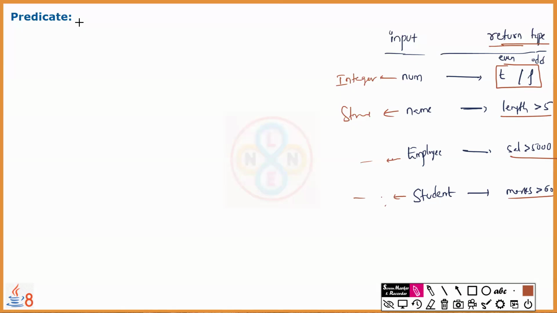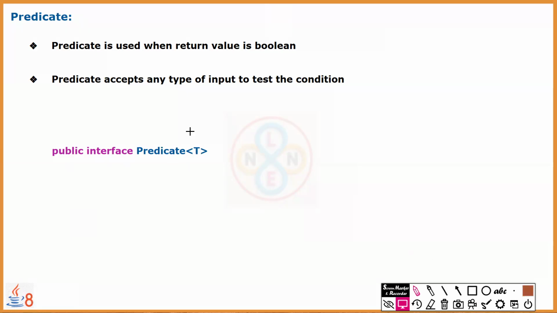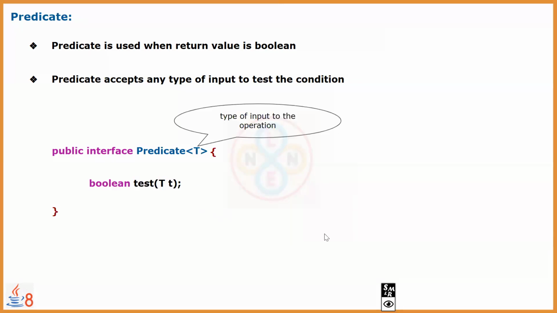We know how to define an interface by ourselves, but that's the purpose of Predicate. Predicate is used when the return value is a Boolean, and Predicate accepts any type of input to test the condition. So what's the syntax of Predicate? Because it's a function interface, what's the syntax? public interface Predicate, and here this T means any generic type of input. That is the type of input to this Predicate operation.